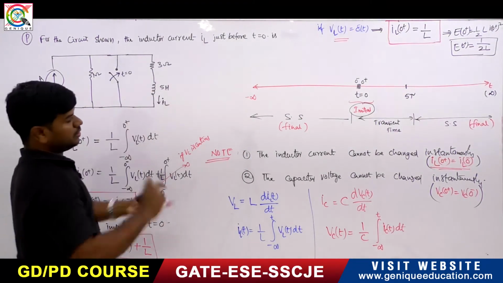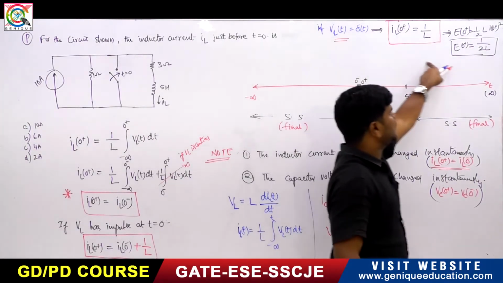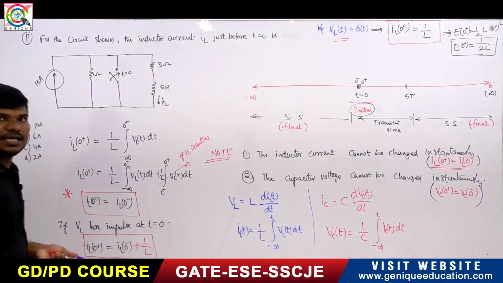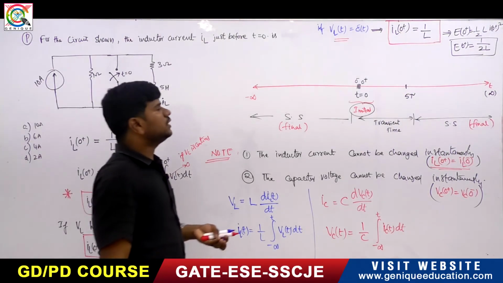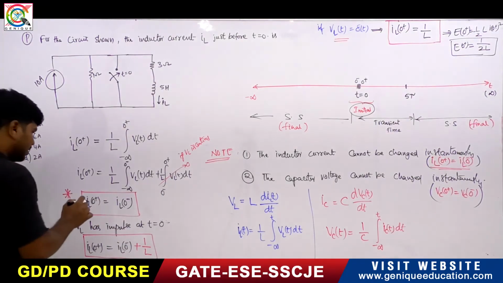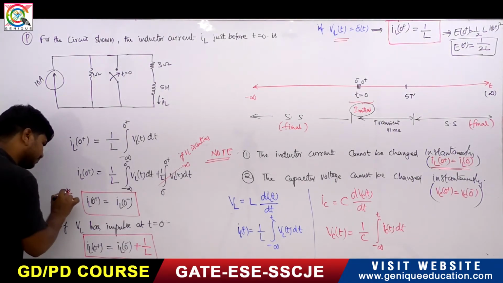This is one case, and this question is asked in the public sector unit exams also. So you have to remember that it is for the impulse as the voltage across the inductor. But this is very important.